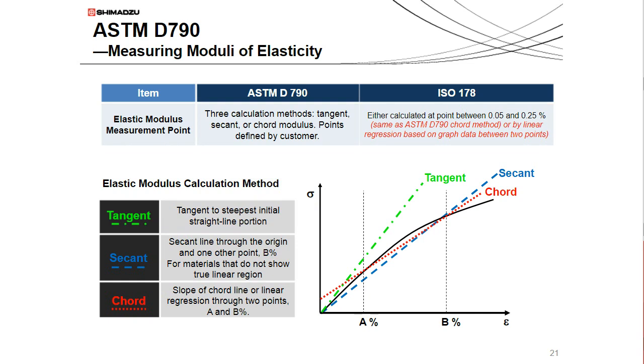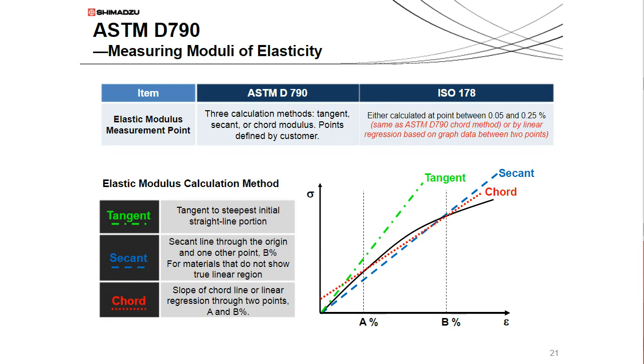And here are the 3 different methods, and this is one of the main differences between the ASTM and the ISO standards. ASTM, as I mentioned, has 3 different methods. The tangent, which is just the tangent to the steepest initial straight portion of the curve. The secant, which is a line drawn through the origin and one other point on the curve. This is often used for materials that don't show an obvious initial linear region. And then there's a chord option, which is a line between 2 points.